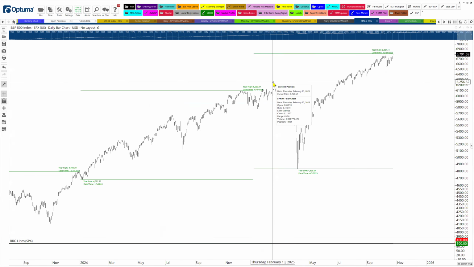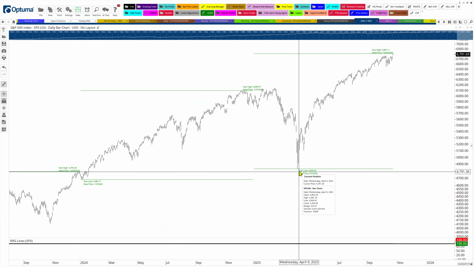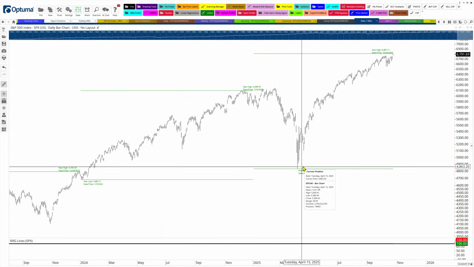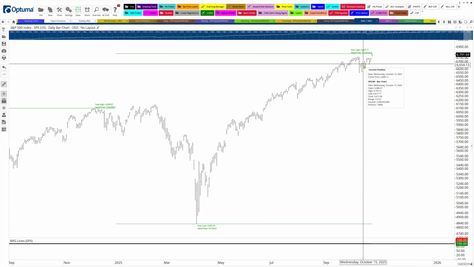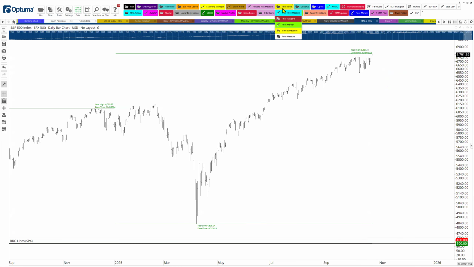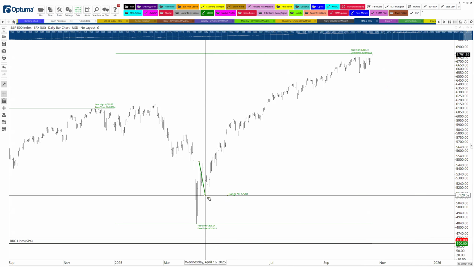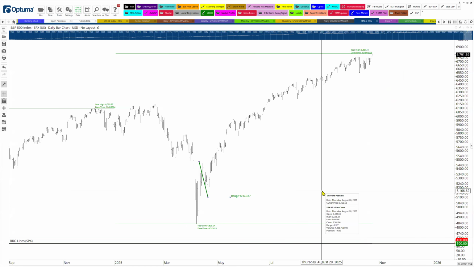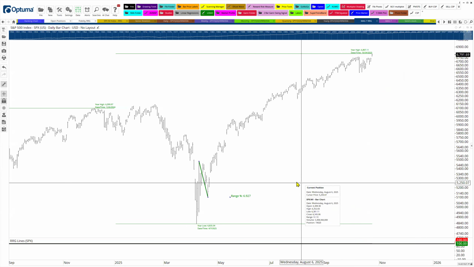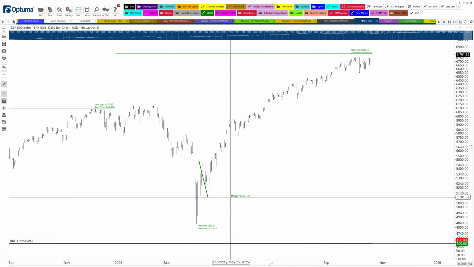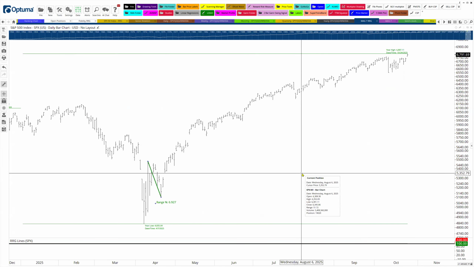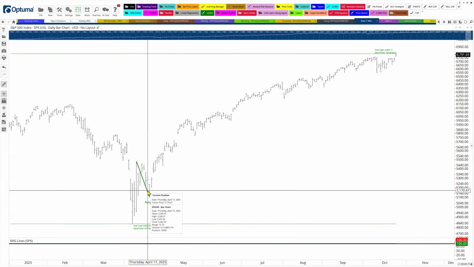This was a bit of a scary sell-off, but in this entire move up, the only biggest retracement we got is this 6.9. The rest are all 2.3%. That's the biggest one for this year.